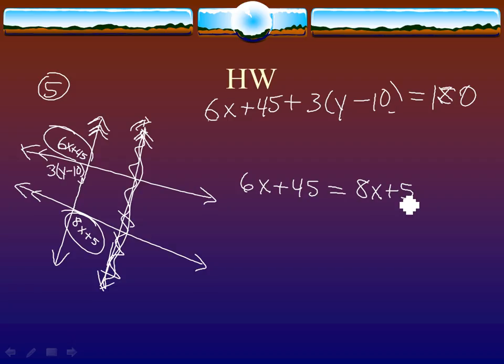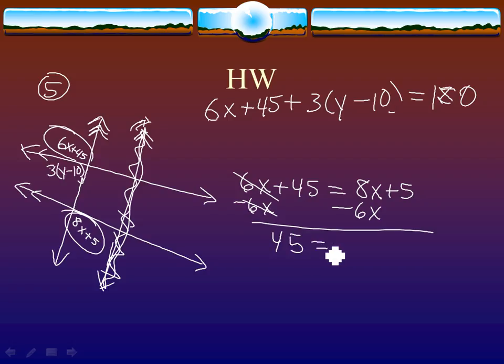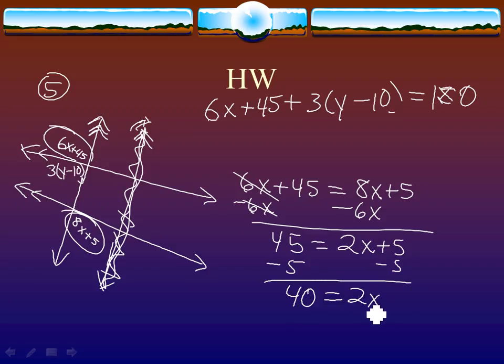Once we find x, what can we do? Plug it in for x up here, then will we be able to find y? Yeah. Subtract 6x on both sides. I'm going to go through this sort of quick. Make sure you're ready with the next question. 45 equals 2x plus 5. Subtract 5. 2x equals 40. What's x equal? That's part of our answer.